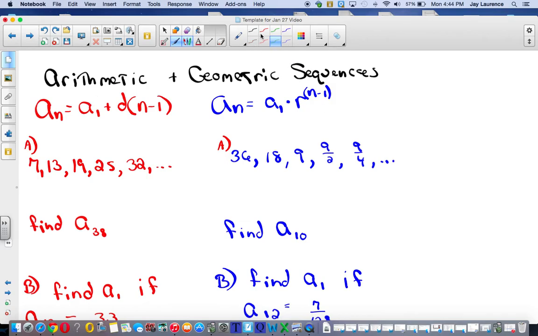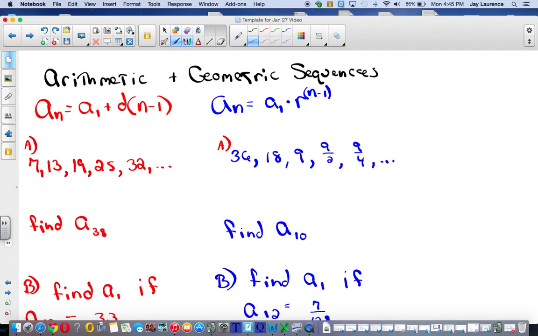All right, we're going to talk about arithmetic and geometric sequences. Remember our equations. Arithmetic sequence, a sub n equals a sub 1 plus d times n minus 1. N is just the number we're on. D is the common difference. A sub 1 is the first term, and a sub n is the number we're going to. So here's a sequence, 7, 13, 19, 25, 32. And I have to find a of 38.